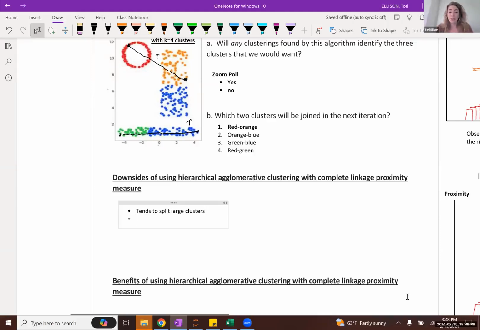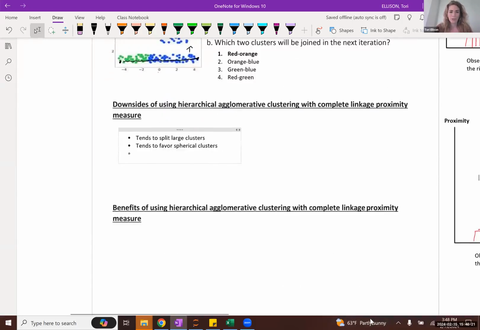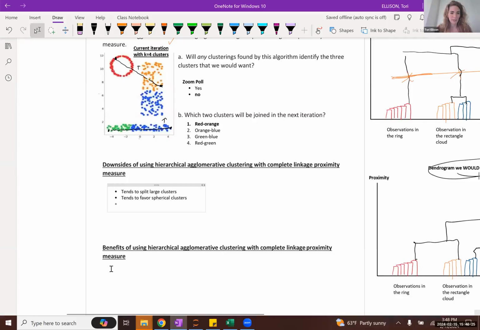Also, a downside of this algorithm with complete linkage is that it tends to favor spherical clusters. Now, I'll jump to a benefit before I move on to another downside. So one benefit, and this is in contrast to what we saw in single linkage, is that complete linkage tends to be less sensitive to noise and outliers.